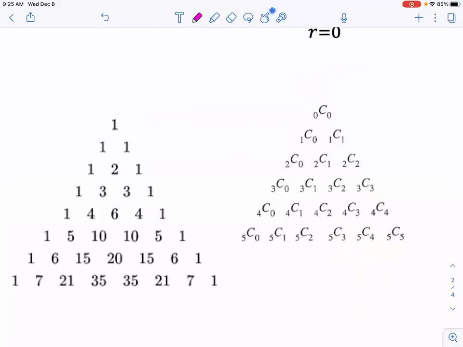Okay, you don't have to memorize Pascal's triangle. Knowing how Pascal's triangle works is pretty cool. But if we just know that Pascal's triangle are combinations 0 through n for each row, we can use our calculator to help us and not memorize Pascal's triangle.